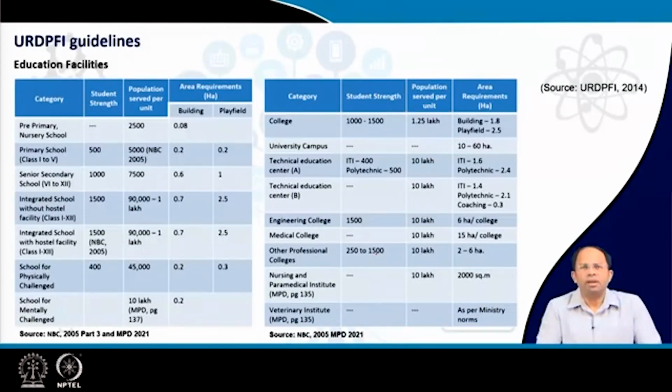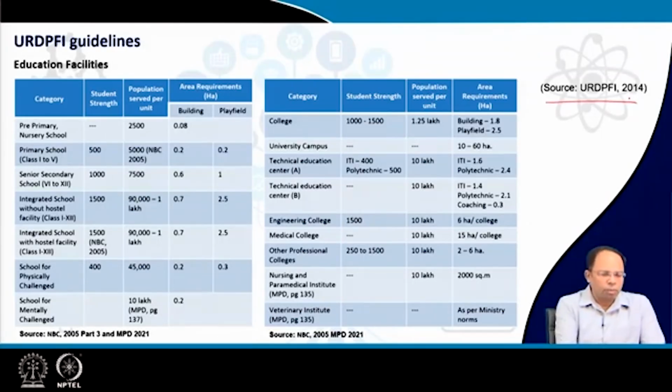So, this is an example of the different educational facilities that have to be provided as per URDPFI guidelines. Again, as you can see, it states that for a population of around 2500, there has to be a pre-primary nursery school. So, if there is an urban area of 10,000 people, there have to be 4 nursery schools. And similarly, they also give some recommendation for the size of the building that is required. In some cases, it is not only the building, but the size of the play field that should come along with the building, and sometimes there are other facilities as well.